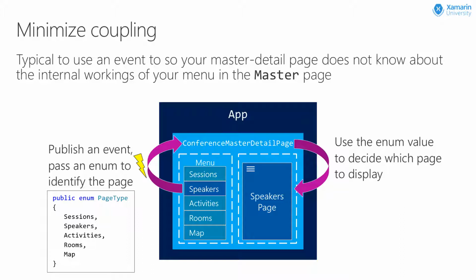Now, there are no requirements on how to perform the notification, but it's common and a good idea to expose an event on the master or on our drawer page. Now, since the master detail page holds the instance of that master page, it can subscribe to the event and respond appropriately. And to indicate which selection is made, we use an enumeration, and this is to keep our code as readable as possible.